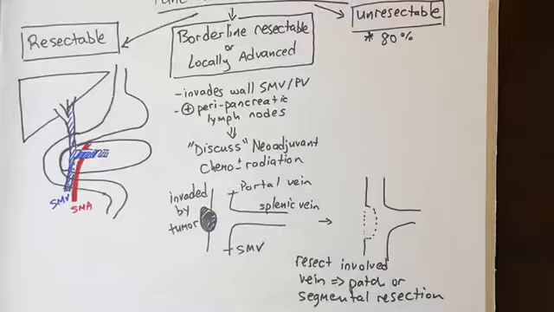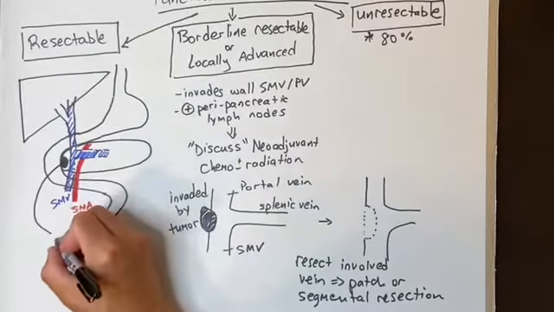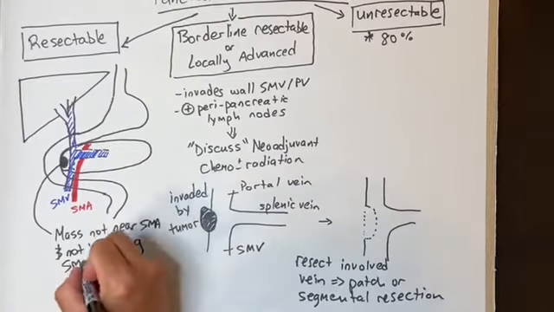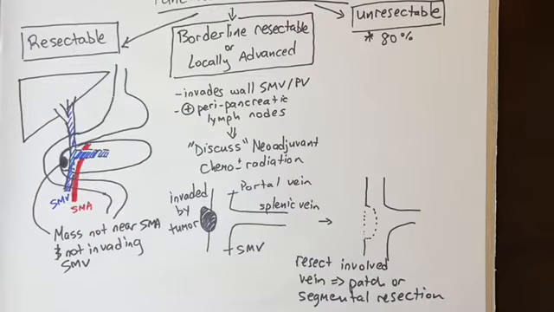Clearly resectable pancreatic head cancer has no invasion of the SMV or the portal vein. It is not near the SMA or the hepatic artery, and there is no metastatic disease. These traditionally go straight to surgery and then get adjuvant chemotherapy.